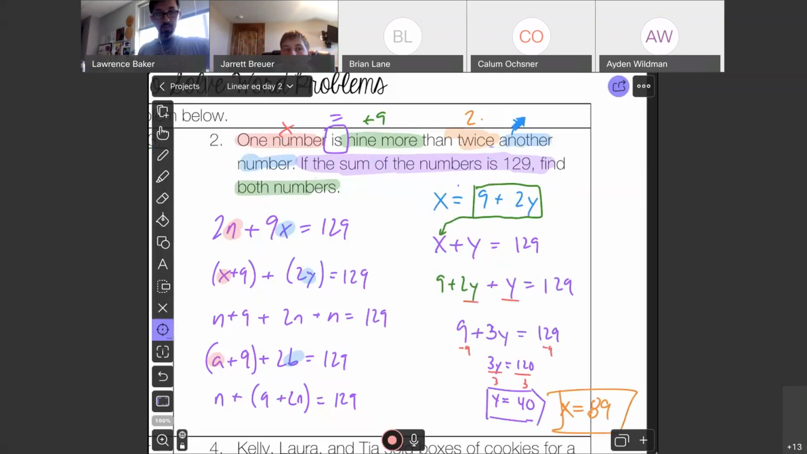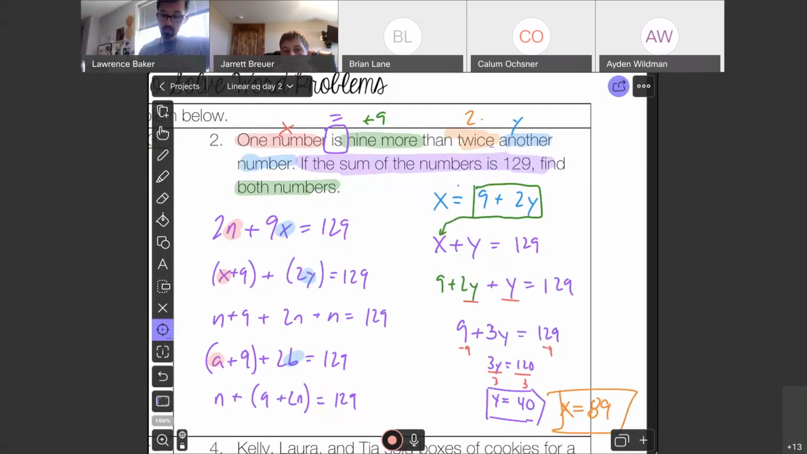Well, y was 40. 2 times 40 is 80. 80 plus 9 is 89. 89 equals 89. The sum of the numbers is 129. 40 plus 89 is 129. So we can see that these numbers fit the criteria of the problem. Okay. So we know that's right.